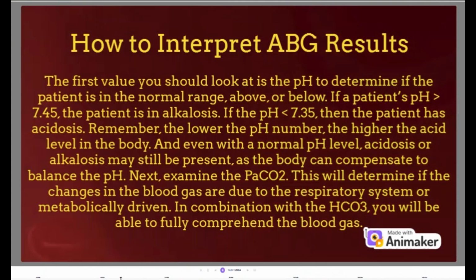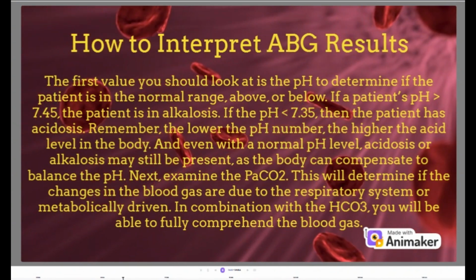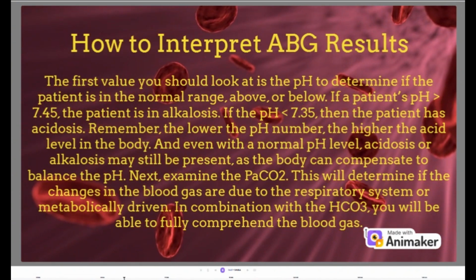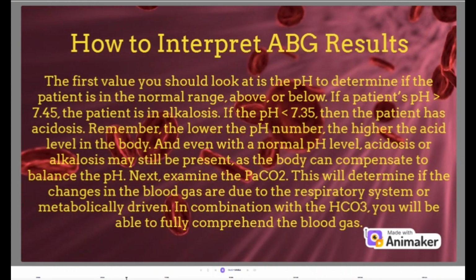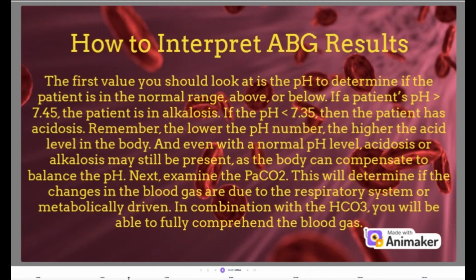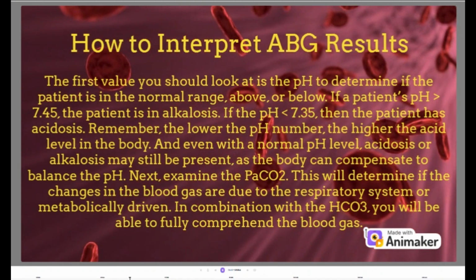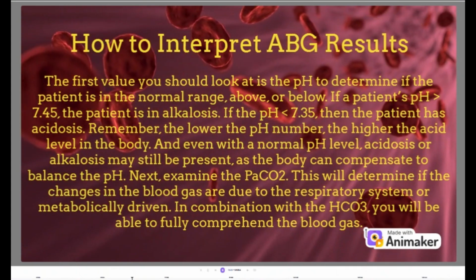How to interpret ABG results? The first value you should look at is the pH to determine if the patient is in the normal range, above, or below. If a patient's pH is greater than 7.45, the patient is in alkalosis. If the pH is lesser than 7.35, then the patient has acidosis. Remember, the lower the pH number, the higher the acid level in the body.